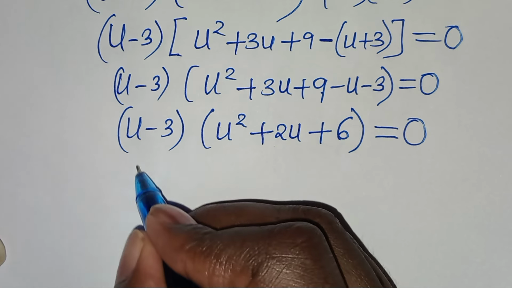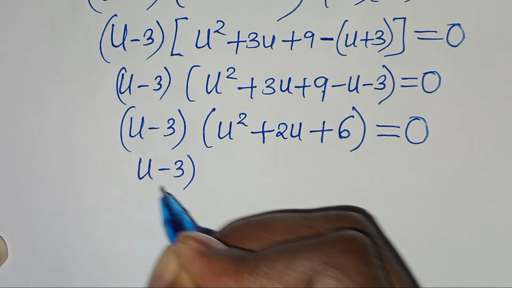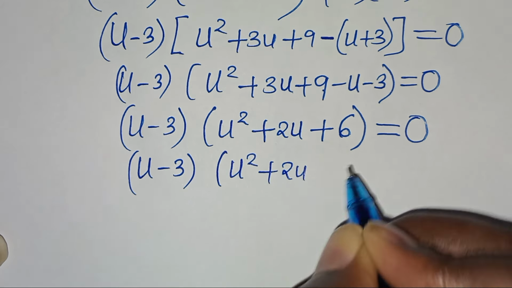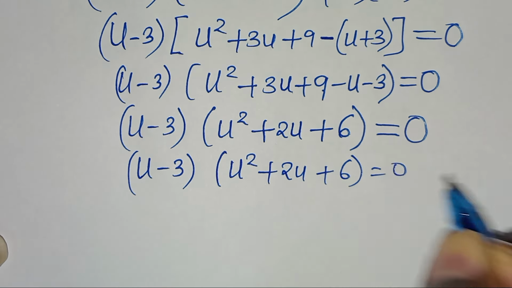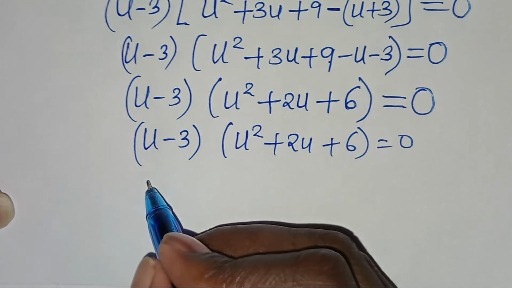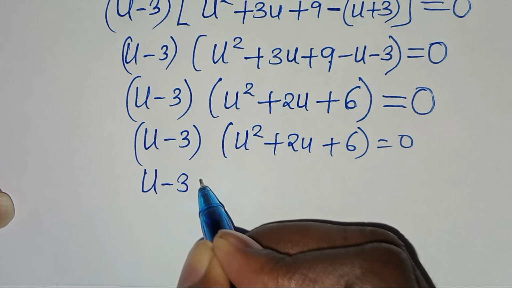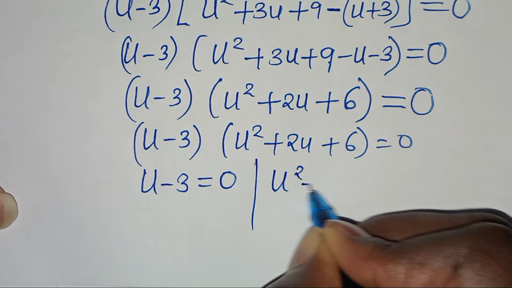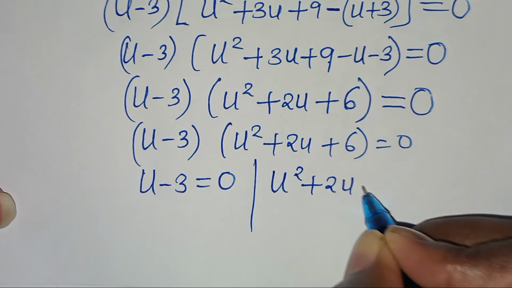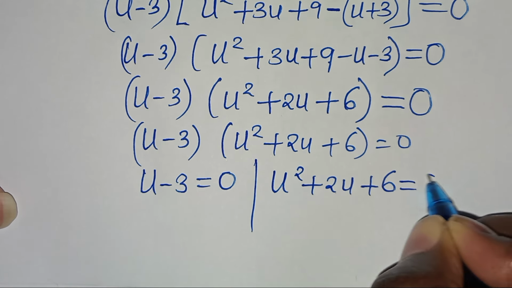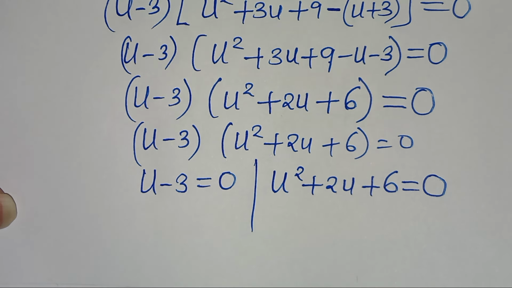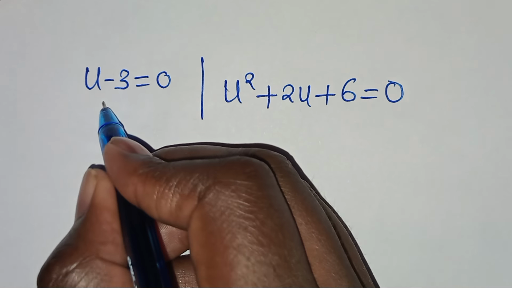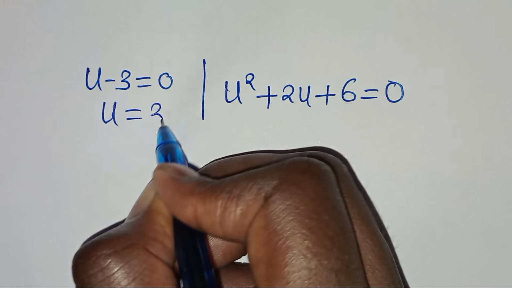The next step is that we have (u - 3)(u² + 2u + 6) = 0. Now these are two parts here. The first part is u - 3 = 0, and the second part is u² + 2u + 6 = 0. Now we have got two parts here. From the first part, u is equal to 3.